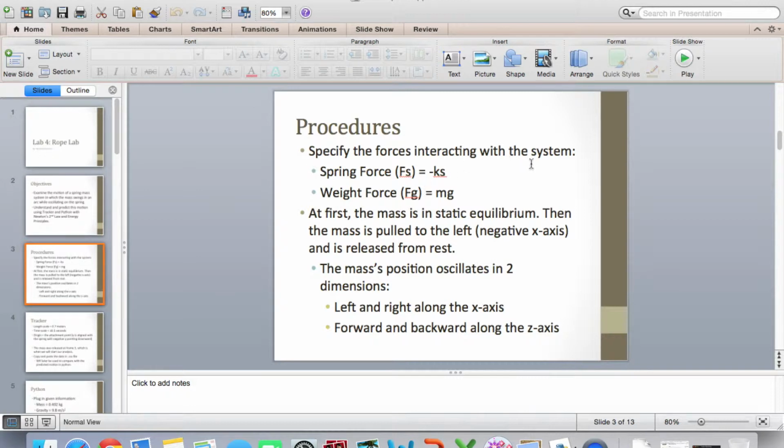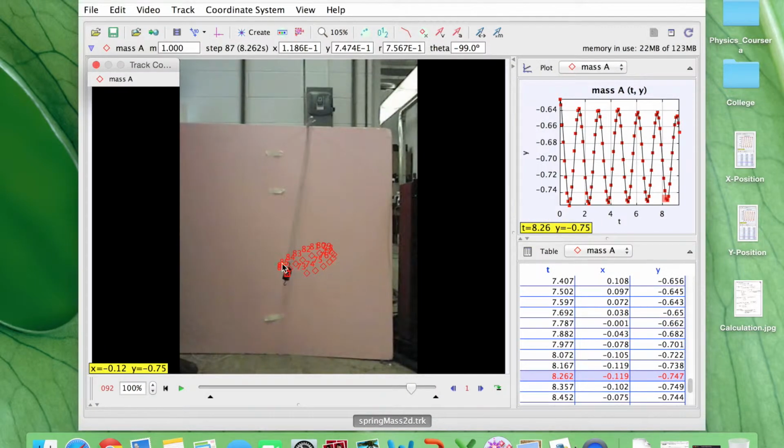So we will specify the forces interacting with the system, and in this case, we will have the spring force and the weight force. At first, the mass is in static equilibrium position, and then the mass is pulled to the left side and released from rest. The mass position oscillates in two dimensions, left and right along the x-axis and forward and back along the z-axis. So we will begin analyzing the motion of the mass by using Tracker.